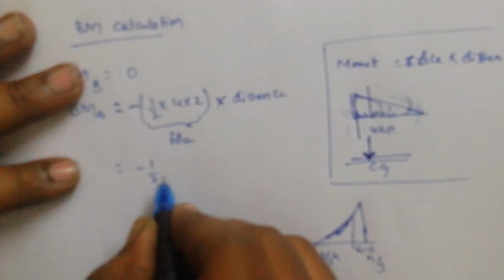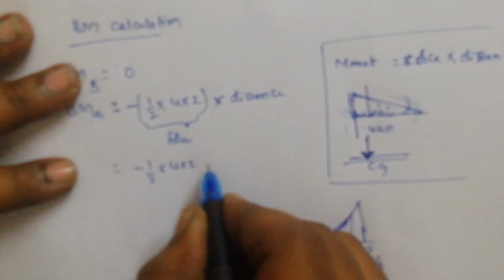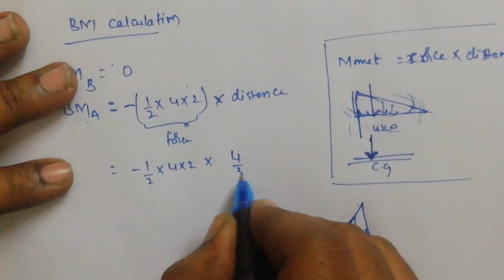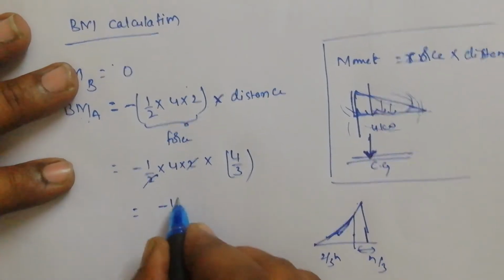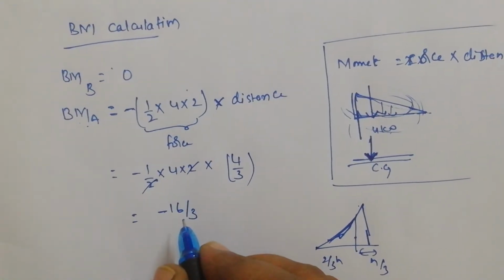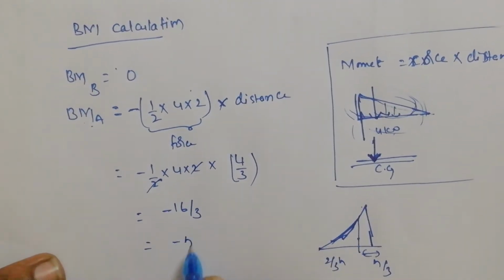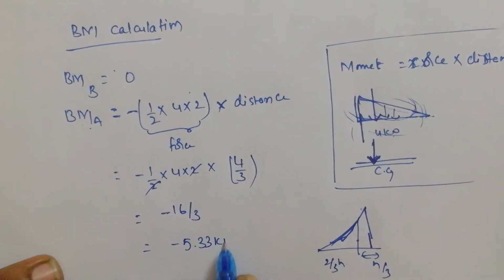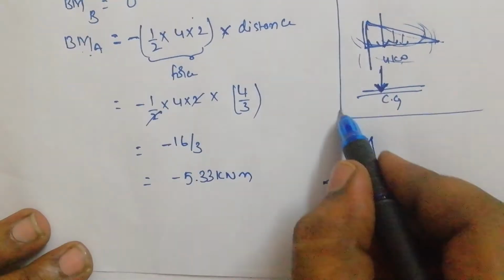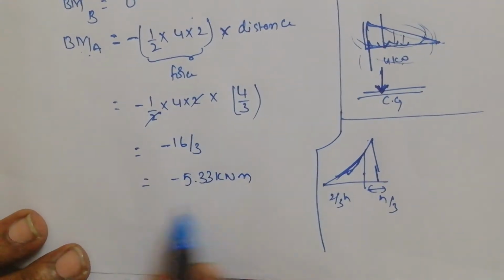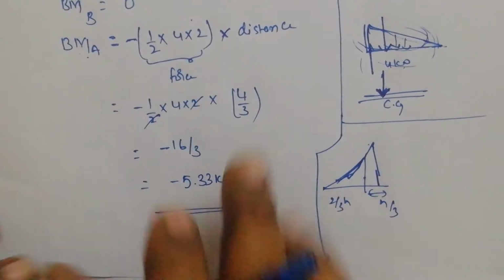So minus 1 by 2 into 4 into 2 into 4 by 3. So the answer is minus 16 by 3, whose value is minus 5.33 kilonewton meter. Once you get this answer, let us go to the bending moment diagram.